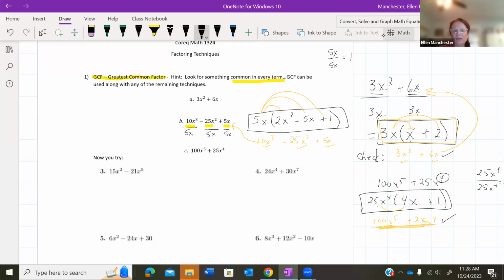Okay, and then same thing on C, when I divided 25x to the 4th by 25x to the 4th, I end up with a 1 here, right? And then when I check it, I have to have 2 terms inside the parentheses because I started with 2 terms. So whatever you start with, that's how many terms you should have in the parentheses.